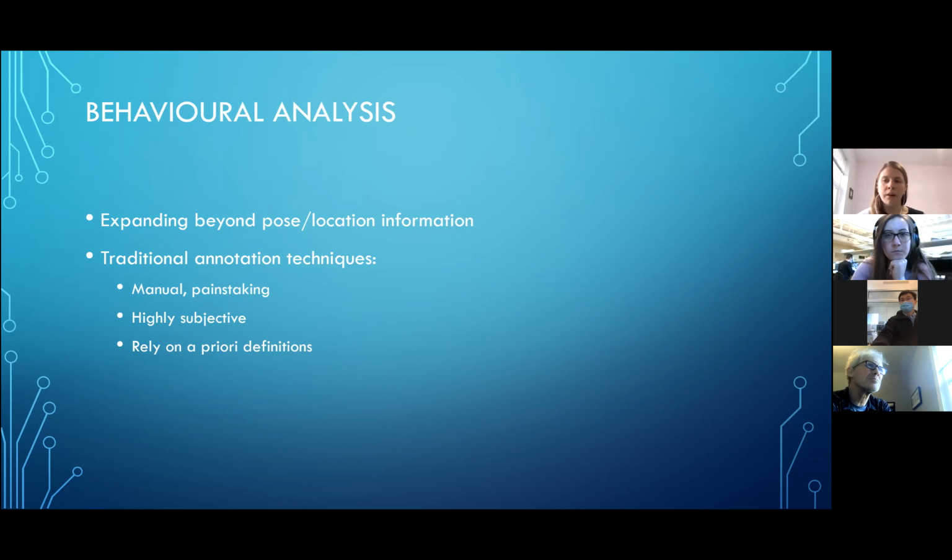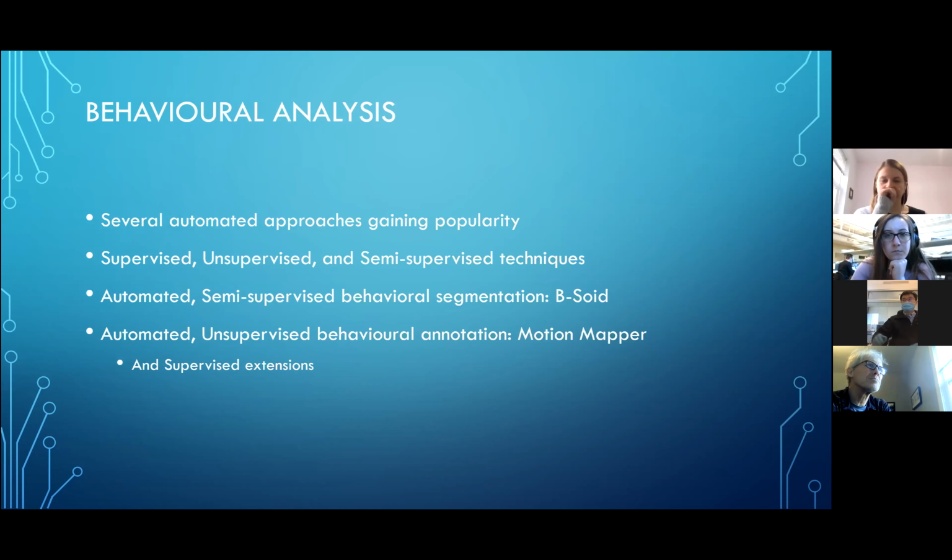So wouldn't it be nice if there was a way to automate this? Well, again, there are several automated approaches that are gaining popularity these days. And these are broken up into supervised, unsupervised, and semi-supervised techniques. It's just based on the algorithms that underlie them. I'm going to talk briefly about a couple of them. So one automated semi-supervised behavioral segmentation approach called B-SOiD, and then a bit more on an unsupervised behavioral annotation technique, Motion Mapper, and some supervised extensions to it.